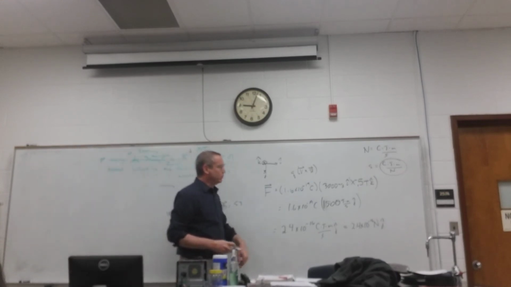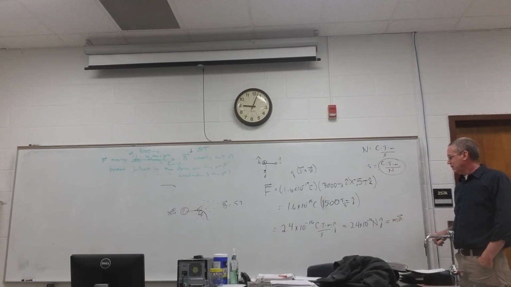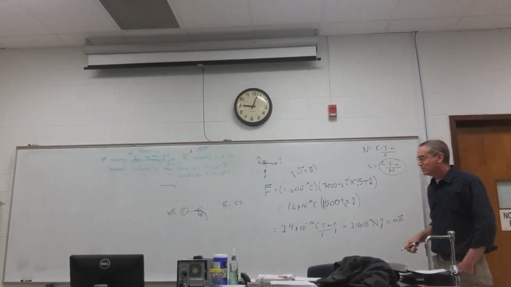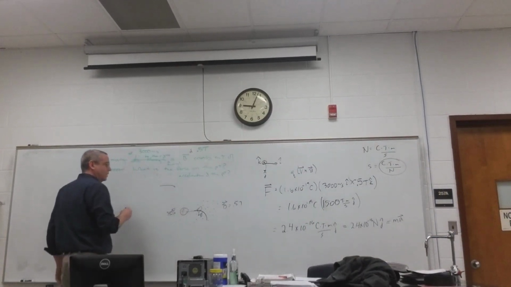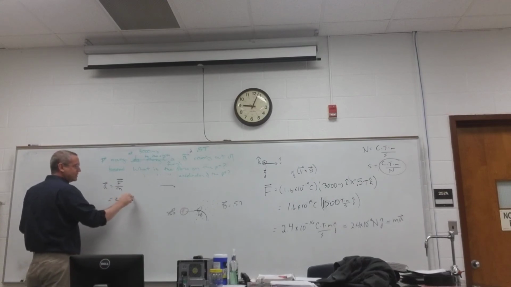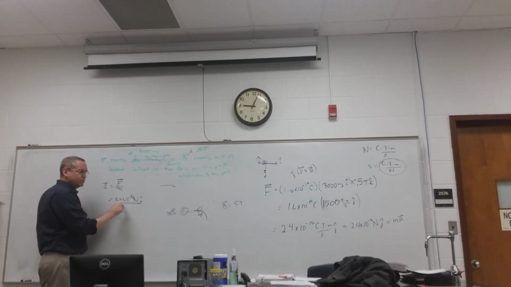So we have force equals mass times acceleration here, because the second question is what's the acceleration. We can now figure out the acceleration if we just know the mass of a proton. So my acceleration would be force divided by mass. So we have 2.4 times 10 to the negative 16th newtons, J hat, divided by the mass of a proton, which is 1.67 times 10 to the negative 27 kilograms.